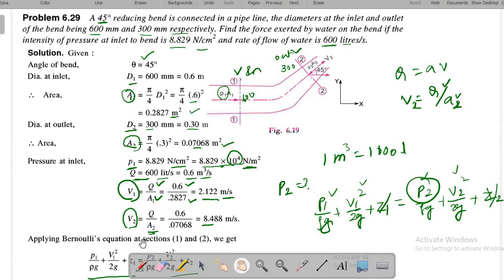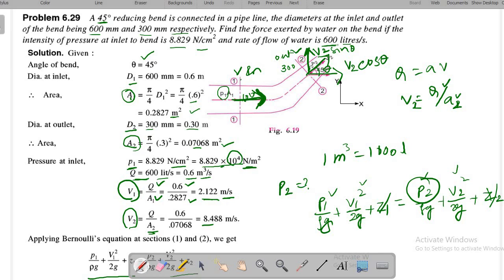Here section 1 has V1 along this direction and V2 along this direction. But actually I have to convert into the x direction only. This V2 is taken as V2 cos theta. If this is taken as theta, then it will be V2 cos theta, and this term will be taken as V2 sin theta. Here it is not required, as it is running in the horizontal direction only.